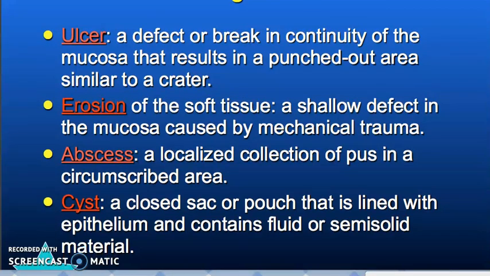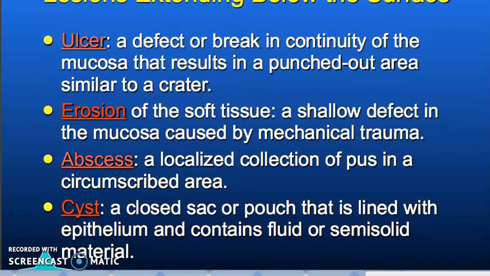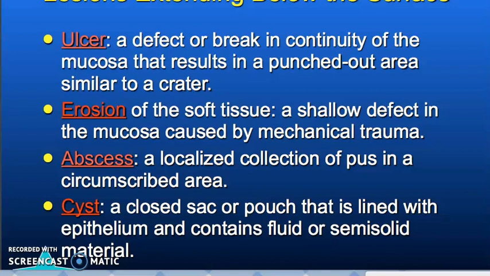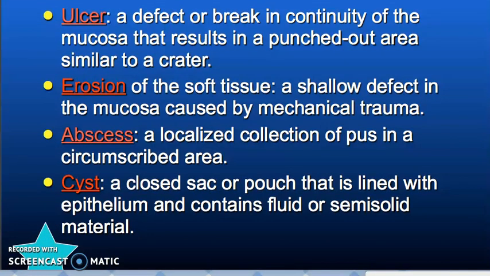Erosion is when the soft tissue can have a shallow defect in the mucosa caused by mechanical trauma. So erosion, we like to think sometimes that could go back to biting the tissue. Abscess, a localized collection of pus in a circumscribed area. So that could be either a perio abscess or a tooth abscess. You could also have a soft tissue abscess of a type. So then you would have a sac, or a pouch that's lined with epithelium and contains fluid or semi-solid material. We refer back to that as a cyst.